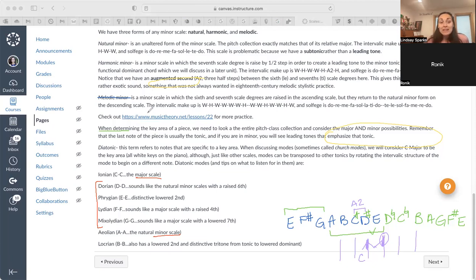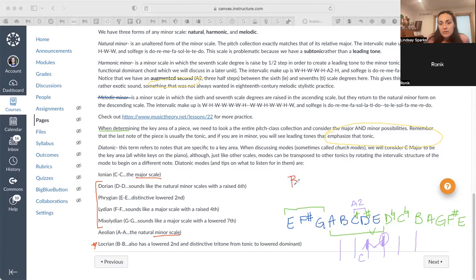One interesting thing, intervallically speaking, is this one down here, the Locrian mode. Locrian mode was not used in church, specifically because it has a very distinctive tritone. What the heck's a tritone? Well, let's look at this real fast.